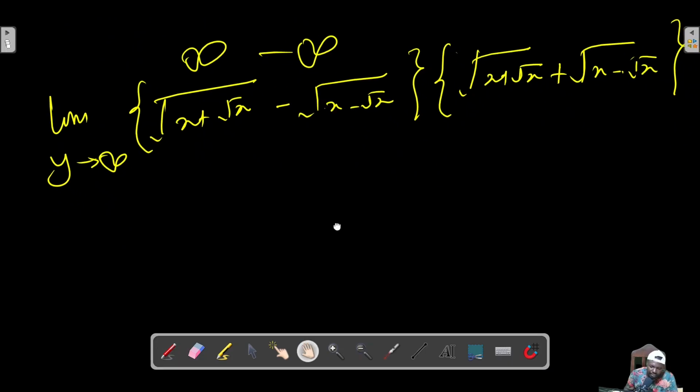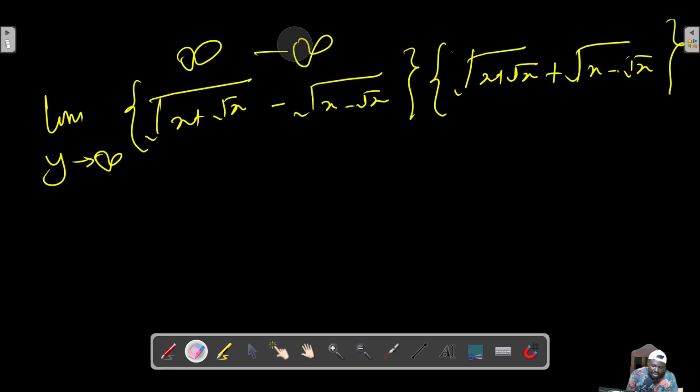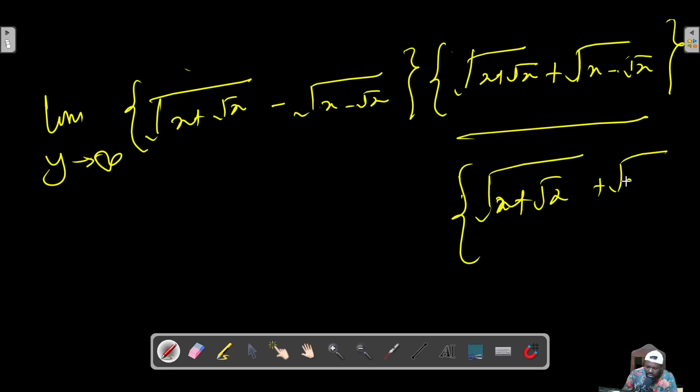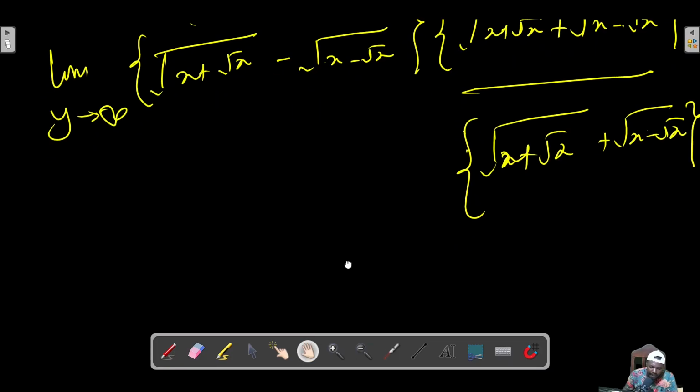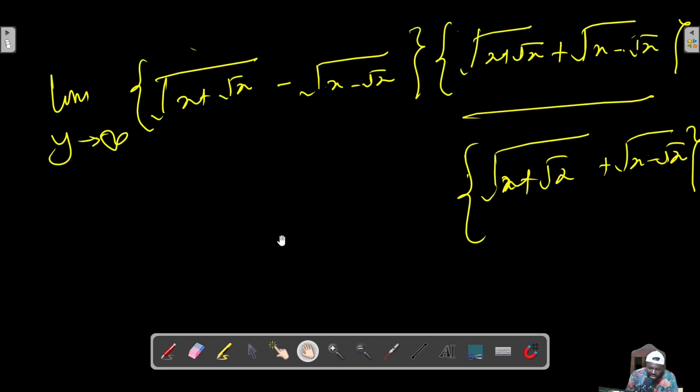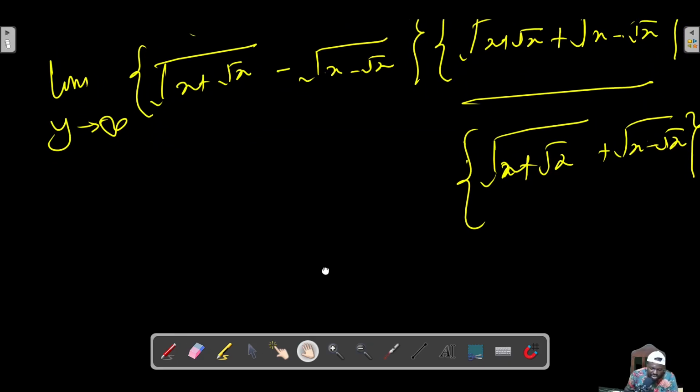Now, let's continue. Let me clean this off. Okay, so now I can write this as a difference of two squares. We are supposed to multiply the denominator by the same expression. Good. So for the numerator, this can be written as a difference of two squares.